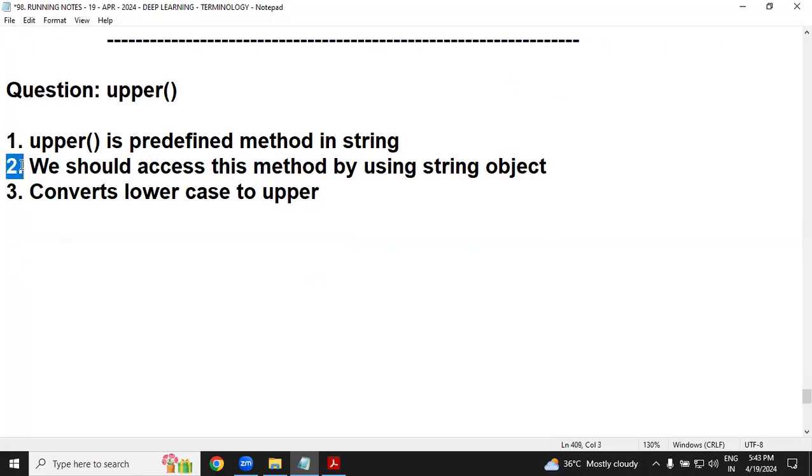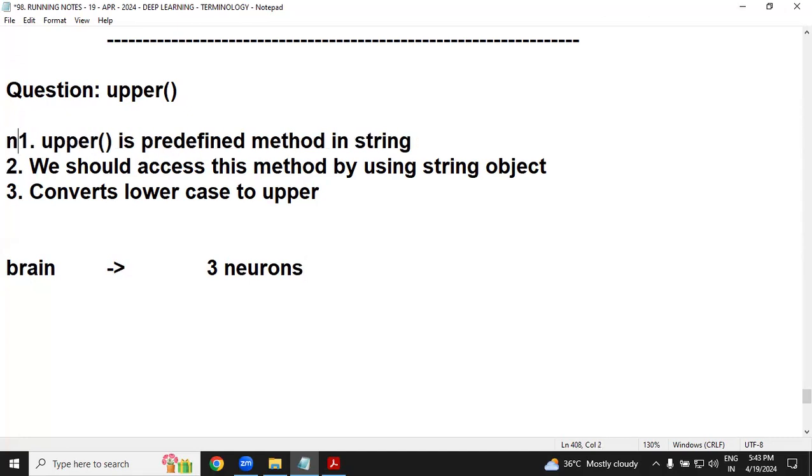Three points. Just for your better understanding, I'm telling you: in my brain, three neurons work together. A single neuron cannot deliver all the points. Here, neuron number one worked as the backend.